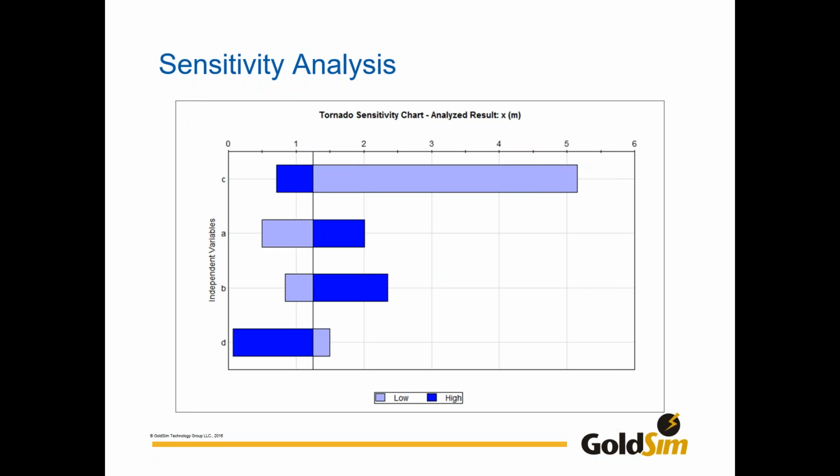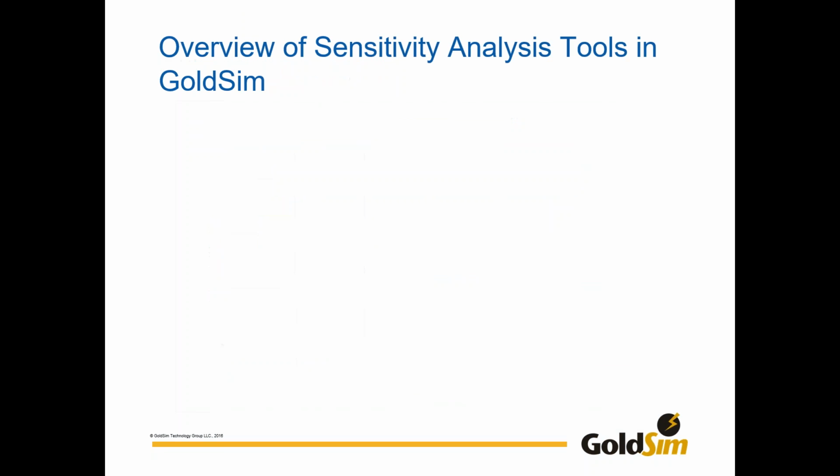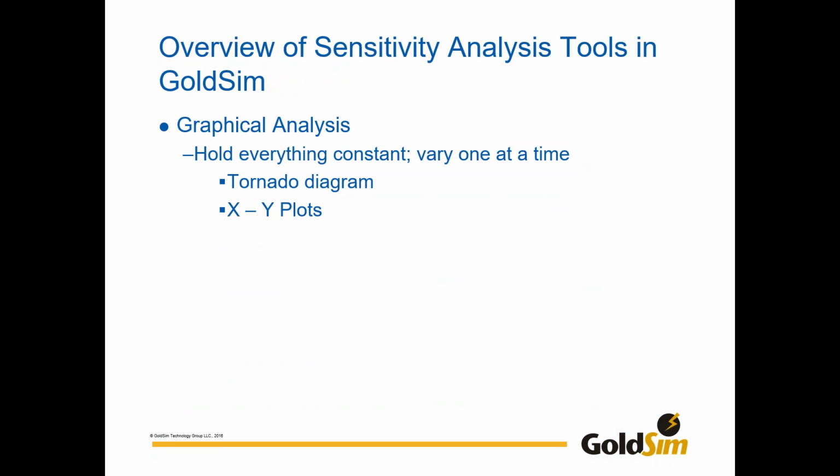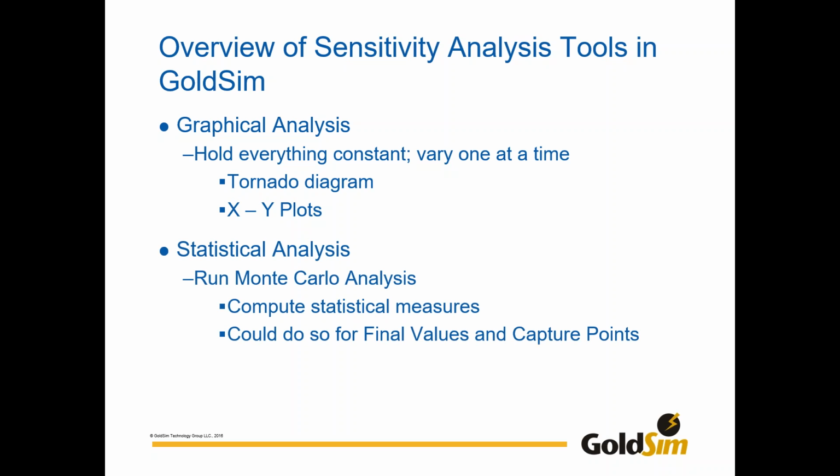So here's the tornado chart again, and we went over that briefly. All right, so sort of a last overview of the sensitivity analysis tools in GoldSim. So we saw we have graphical analyses you're getting from the dialogue, essentially the tornado diagram and the XY plots. And then we have statistical analysis, and that's what we'll go over in the next few slides, but these come from running a Monte Carlo analysis, and essentially you're getting to these values out of the multivariate element.